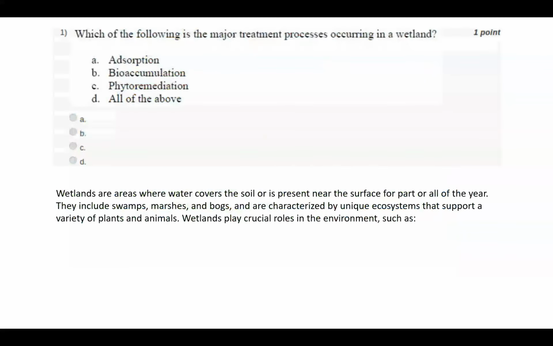Now the first question: which of the following is the major treatment process occurring in the wetland? That means you are constructing, or in a natural wetland also, what is the major treatment process? Four options are given: adsorption, bioaccumulation, phytoremediation, or all of the above. What will it be? Does anyone have the answer?